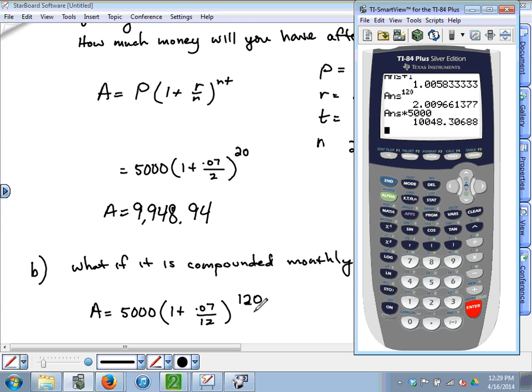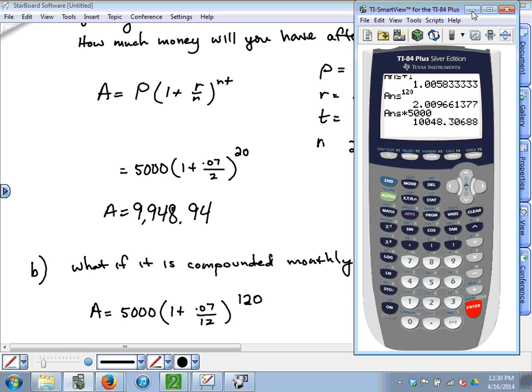What could I have changed on this formula to make a huge difference? The interest rate is the most important thing. Even if it's 8% or 9%, that would have made a huge difference. Or what else would have made a difference? What if I left it in there for 50 years? So the amount of time you leave it in there makes a big difference. But how often it compounds doesn't really matter. I mean, you're going to make a little more money, but not a substantial amount of money.